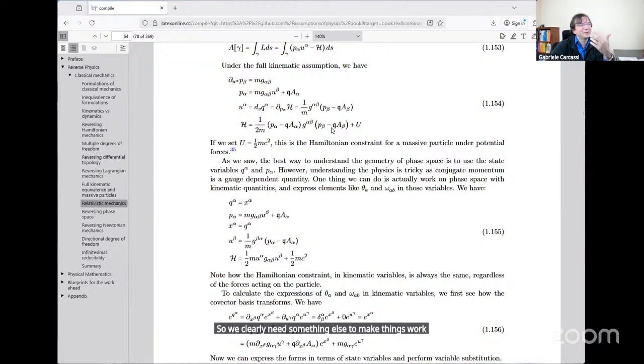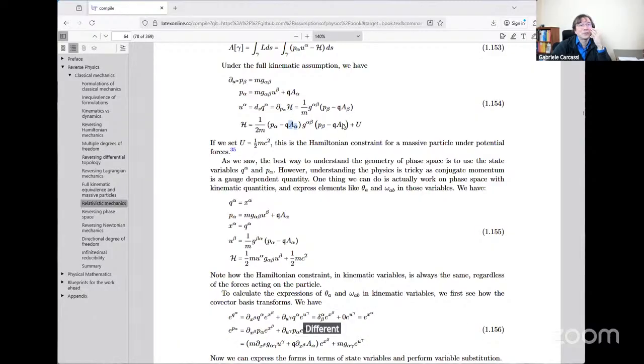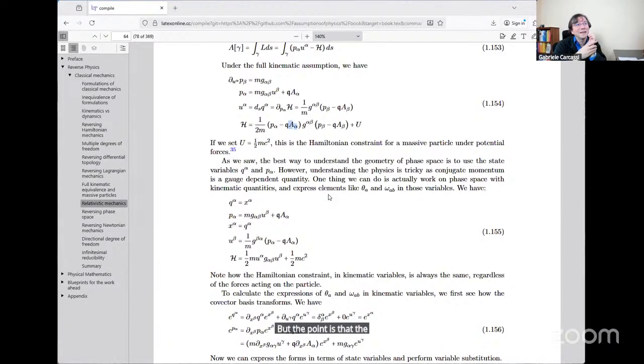Which again, it would be the fact that the way that you're measuring position and velocity for the particle is the same, and therefore these things are going to have the same metric tensor and so on, right? But again, it also could be that each particle sees a different potential force, which would mean you would have to have classes of particles interacting with, in principle, different potentials and so on, right? But the point is that the form is still fixed.